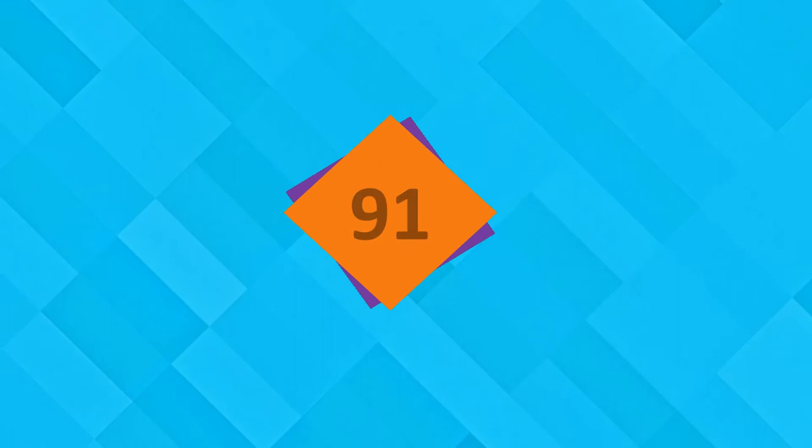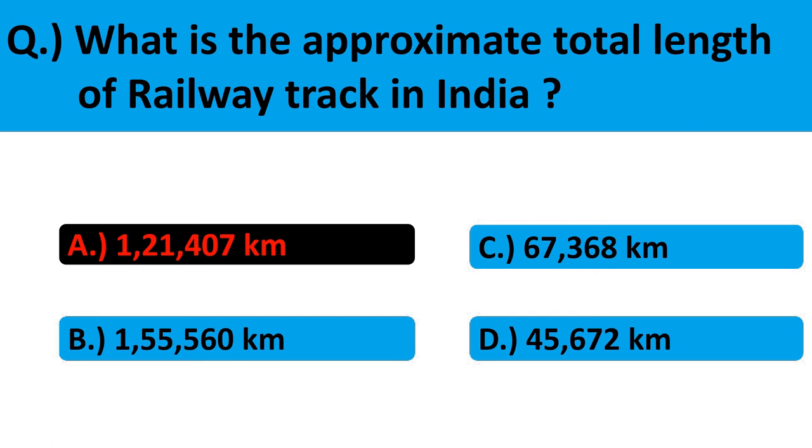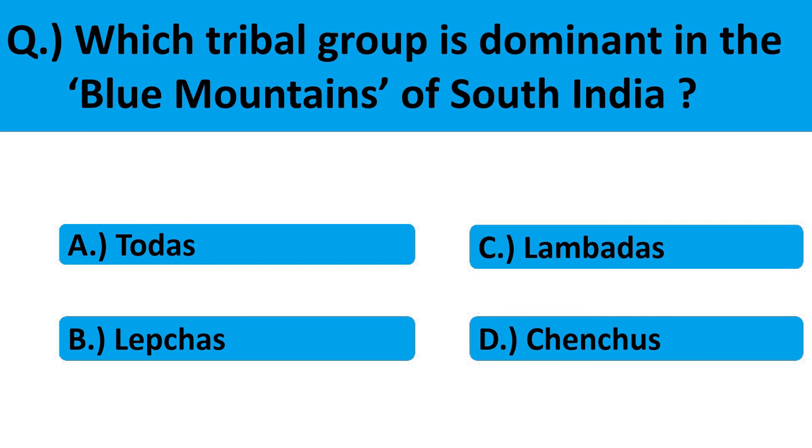Question number 91. What is the approximate total length of railway track in India? Correct answer is 121,407 km. Question number 92. Which tribal group is dominant in the Blue Mountains of South India? Correct answer is Todas.